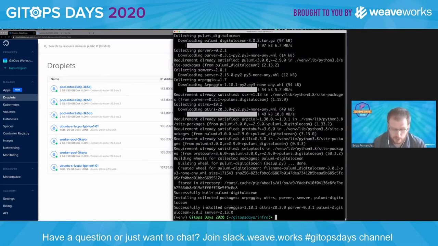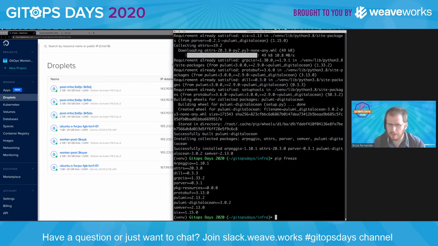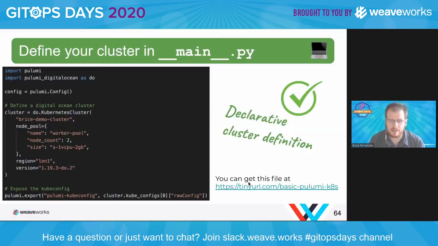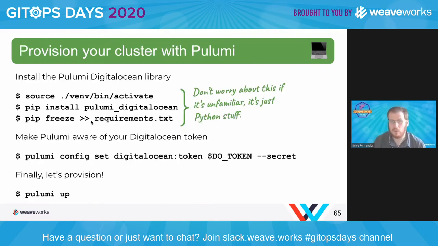So now I've got my dependencies up and running in my virtual environment. I'm just going to run pip freeze, which gives us a list of all the dependencies, and I'm going to put that in the requirements file. Once again, if none of this is familiar to you, relax. This is just Python-specific stuff. Don't worry too much about it. So now we have all the dependencies, I should be ready to run my Pulumi to actually implement our declaration on the real system, on DigitalOcean.